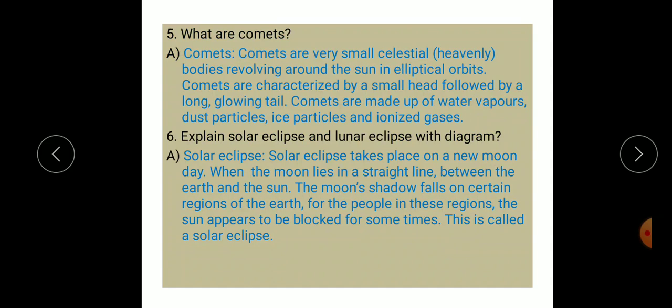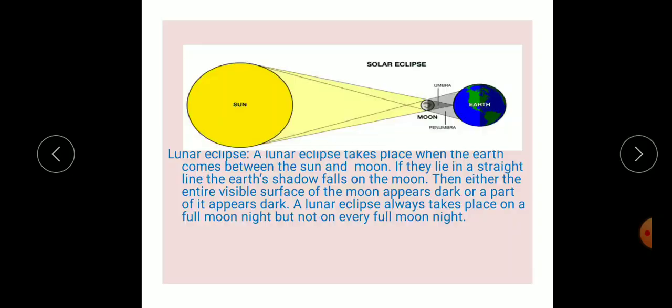Explain solar eclipse and lunar eclipse with a diagram. Solar eclipse. Solar eclipse takes place on a new moon day. When the moon lies in a straight line between the earth and the sun, the moon's shadow falls on certain regions of the earth. For the people in these regions, the sun appears to be blocked for some time. This is called a solar eclipse.